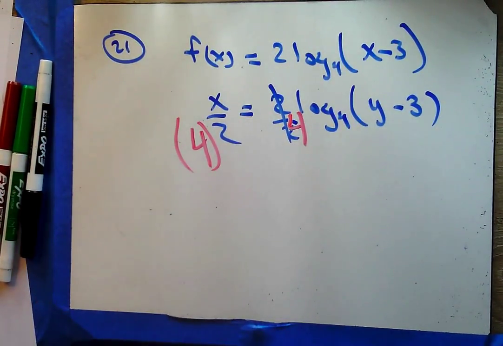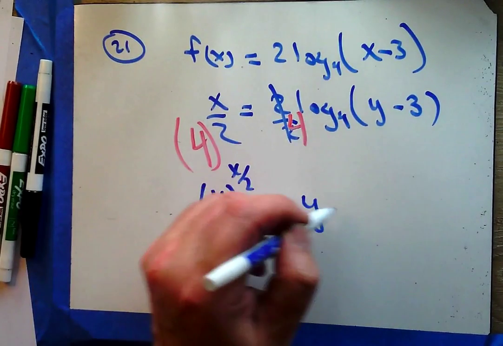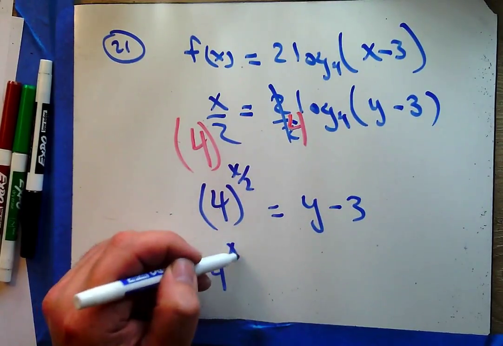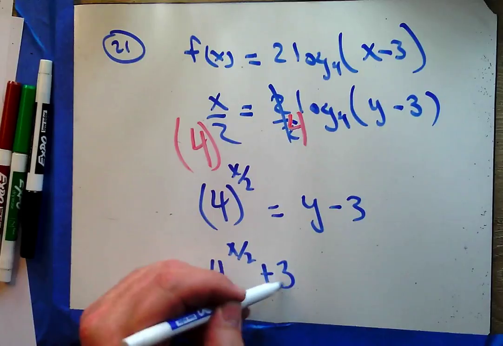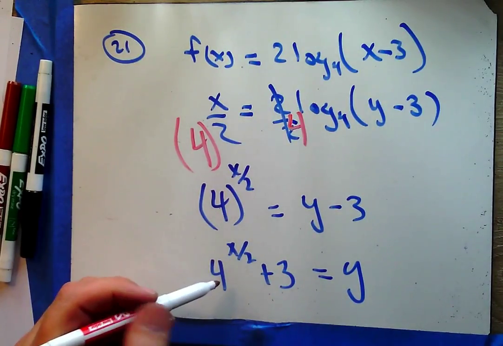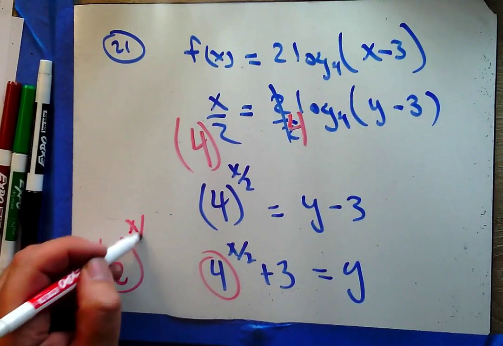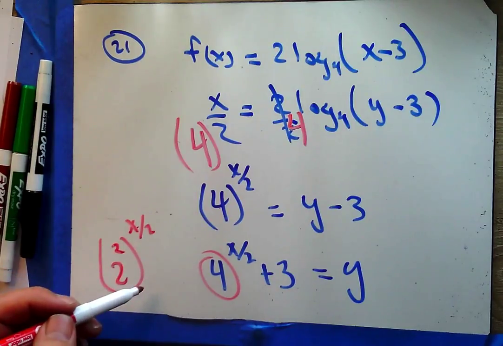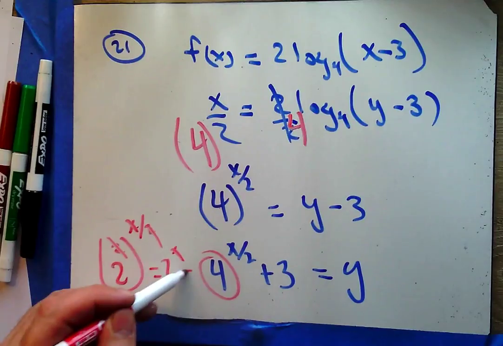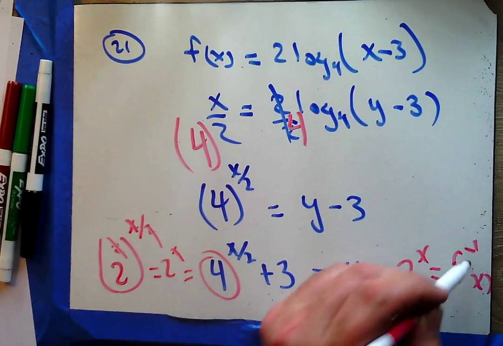So now I've got 4 to the x over 2 equals y minus 3. And all I have to do is add 3 to both sides. So 4 to the x over 2 plus 3 equals y. Again, this is fine for our test, but this is 2 squared. And when I raise a power to a power, I multiply them. So these would cancel, and I would just have 2 to the x is my inverse. Okay?